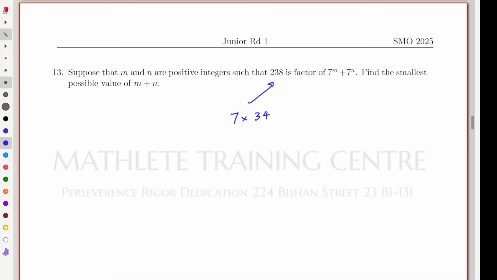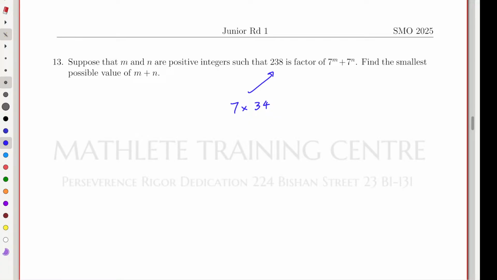Okay, then let me go through it after I finish question 13. So I'll go back to it after I finish this. So this is 7 times 34, that's 238. Okay, very nice. So what do we know?